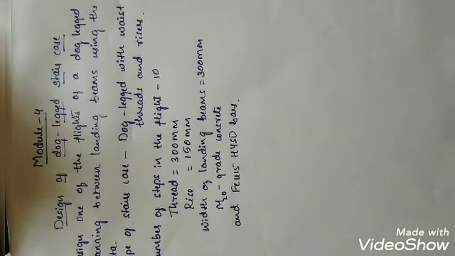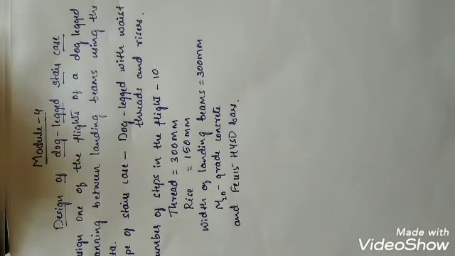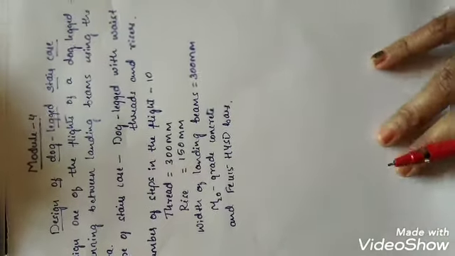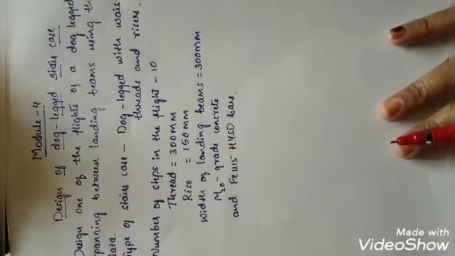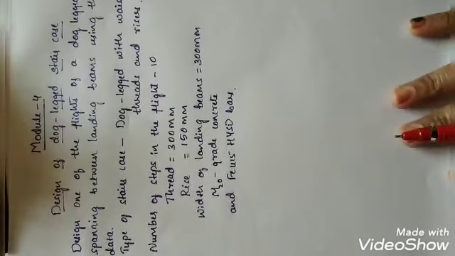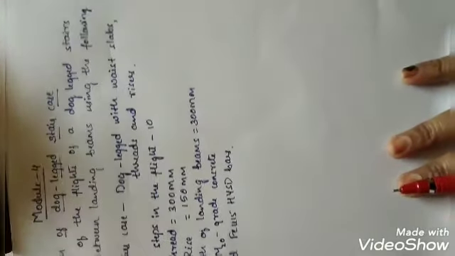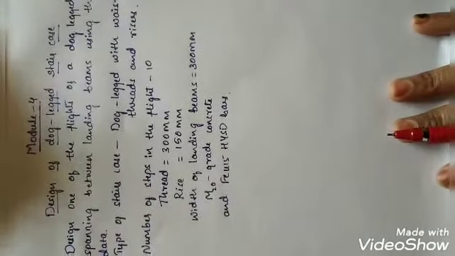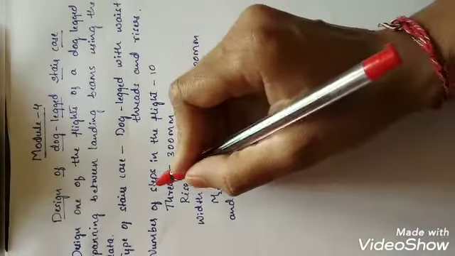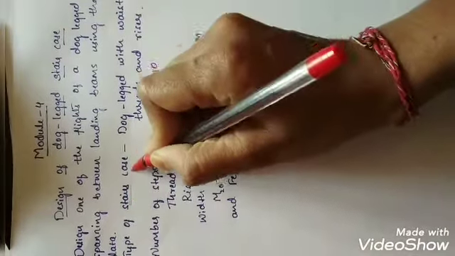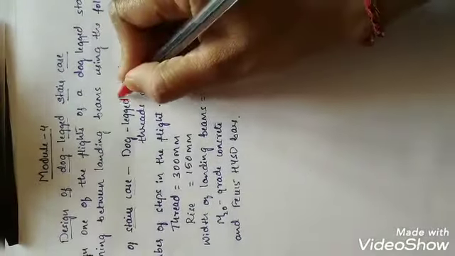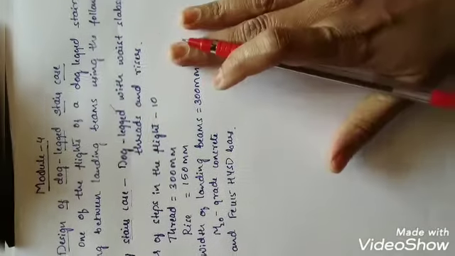Good morning everyone. In today's class we will discuss the design of a dog-legged staircase in Module 4. I have taken one design problem here: design one of the flights of a dog-legged stair spanning between landing beams using the following data. Initially he mentioned the type of staircase. As defined, the given staircase is a dog-legged stair and it has a waist slab.